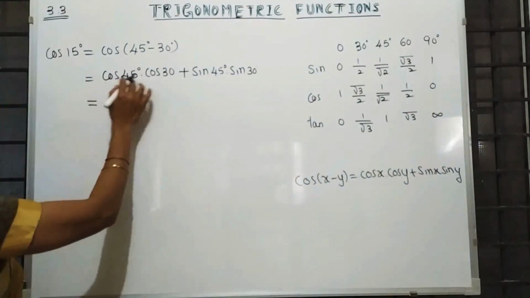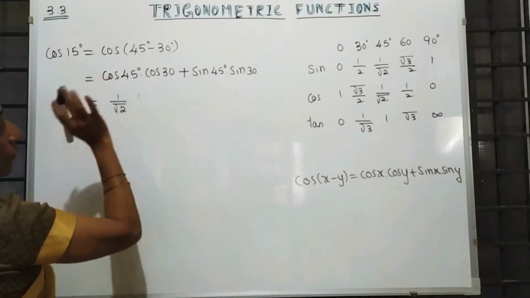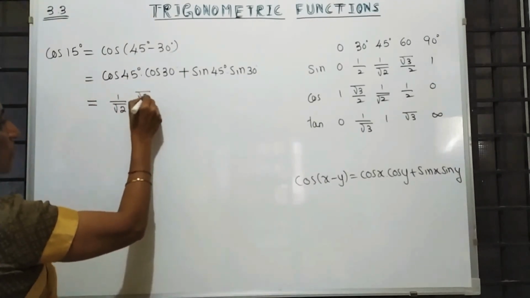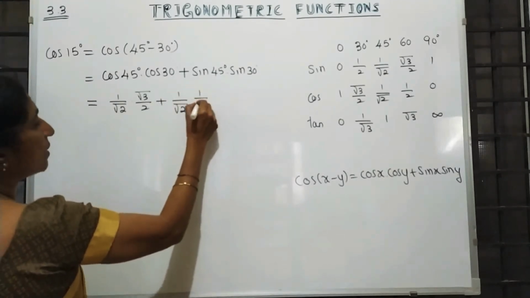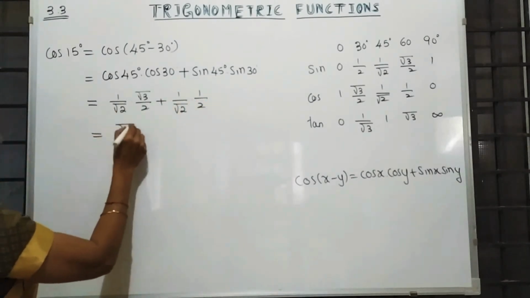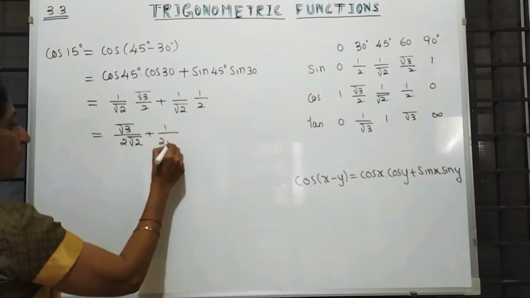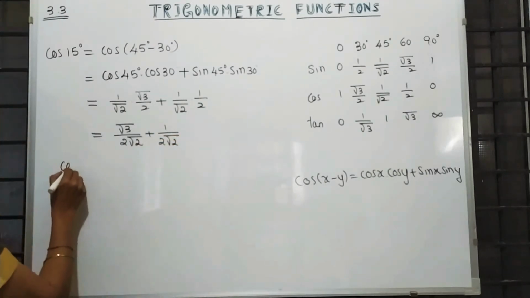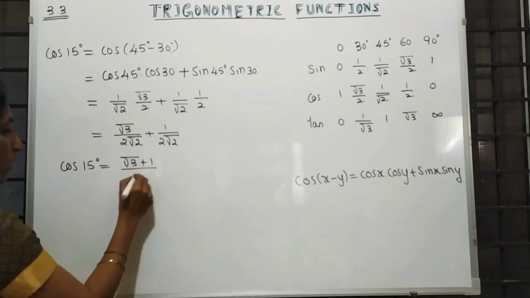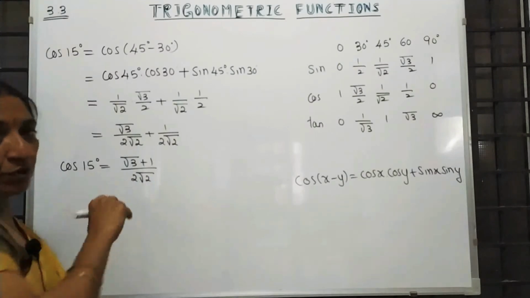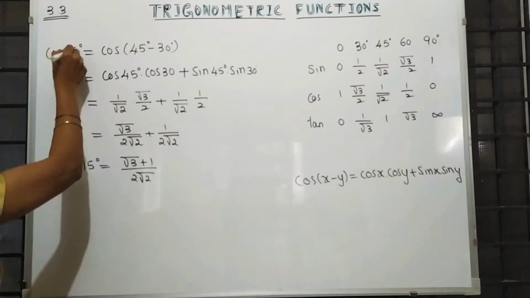Refer to that table. Sin 45 is 1 by root 2, cos 45 is 1 by root 2, cos 30 is root 3 by 2. Sin 45 is 1 by root 2, sin 30 is 1 by 2. Multiply these two: root 3 upon 2 root 2 plus 1 upon 2 root 2. Add these two. Cos 15 degree is equal to root 3 plus 1 upon 2 root 2. See, is it very simple or what? Yes. Moving to the next one, that is cos 75 degree.